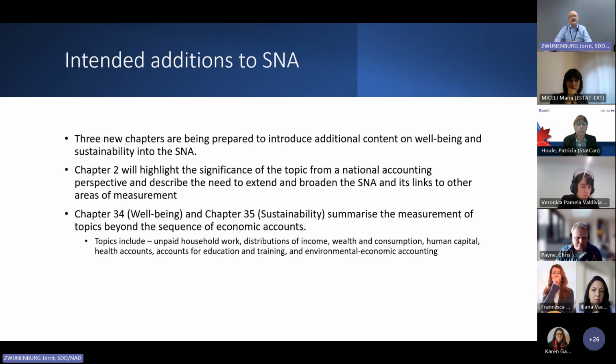The additions to the SNA, so if you look at well-being and sustainability, there will be 3 new chapters that are focusing on these new elements on well-being and sustainability. So chapter 2 will highlight the significance of the topic from a national accounting perspective. So why are we focusing on well-being and sustainability? And they also describe the need to extend it and how we are approaching this. And then chapter 34, focusing on current well-being. Chapter 35, focusing on sustainability, summarize the main recommendations, so including the various topics I just mentioned.